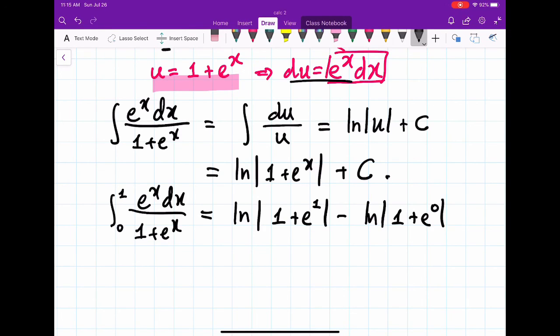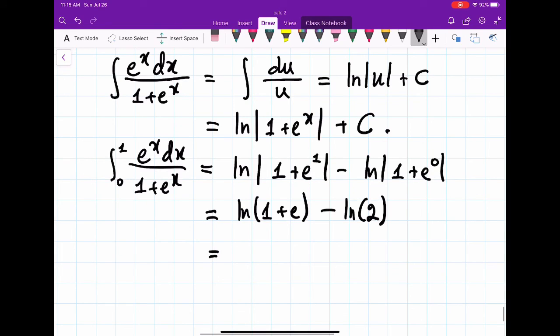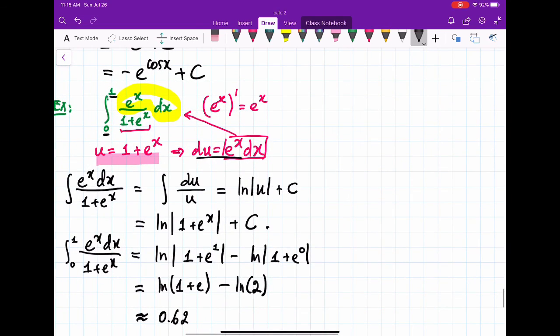So basically, you have ln of 1 plus e minus ln of 2. You see? And if you use the calculator, you may find that that is approximately equal to 0.62. All right? This is just one way to do substitution. You may do a very naive substitution, like you put u equal to e^x. I would challenge you to solve that, to the end.